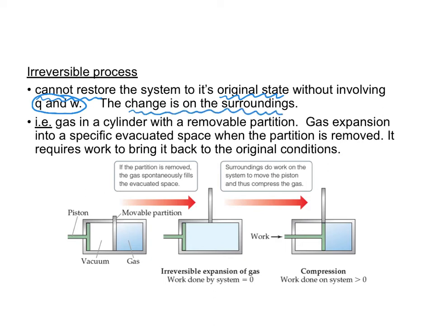Students tend to have a harder time with this one, so I included the picture that's in your book. If you have a gas in a cylinder, it's right here. If it has a removable partition, it's just been pulled out. The gas will expand into a specific evacuated space when the partition is removed. It will require work to bring it back to its original spot. So again, this is an irreversible process. It could require Q, but it also has to require work.